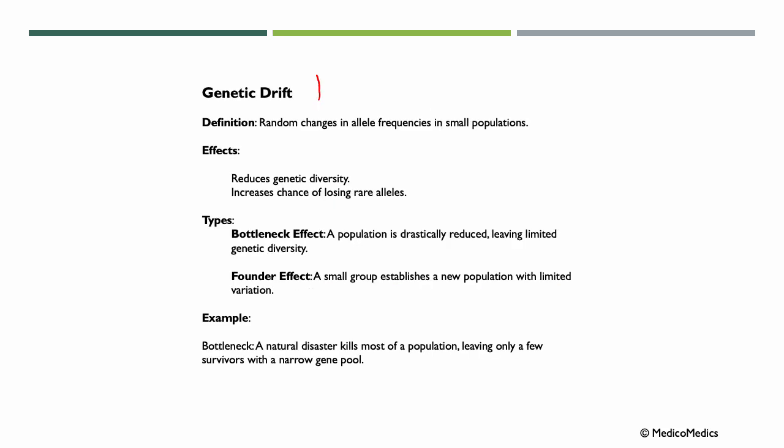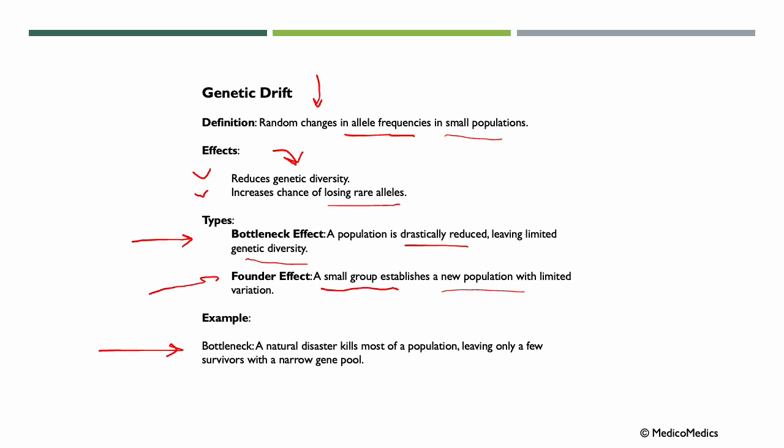So genetic drift are random changes in allele frequencies in small populations. The effect would be reducing genetic diversity and increasing chances of losing rare alleles. The types are bottleneck effect, so a population is drastically reduced, leaving limited genetic diversity. Then we have founder effect, so a small group establishes a new population with limited variation. Example, bottleneck, so a natural disaster kills most of a population, leaving only a few survivors with a narrow gene pool.